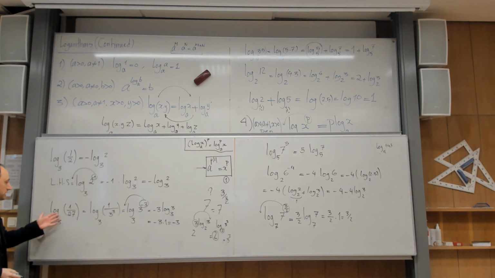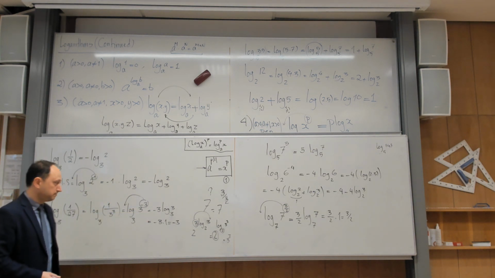Of course, it was also easy to guess the number in this case. I am asking for which number 3 to that number becomes 1 over 27. Maybe you should be able to also guess it. But it's also important to be able to do these calculations fast.